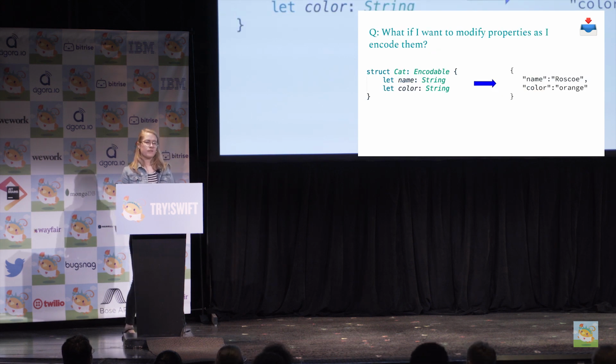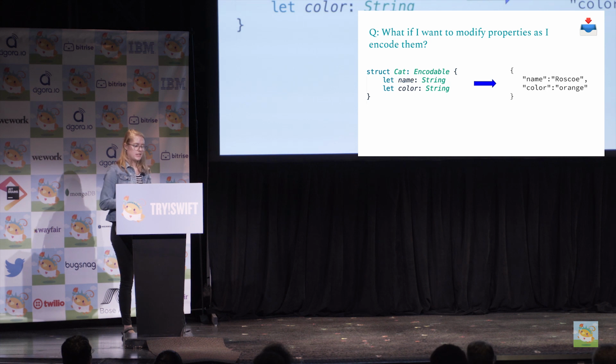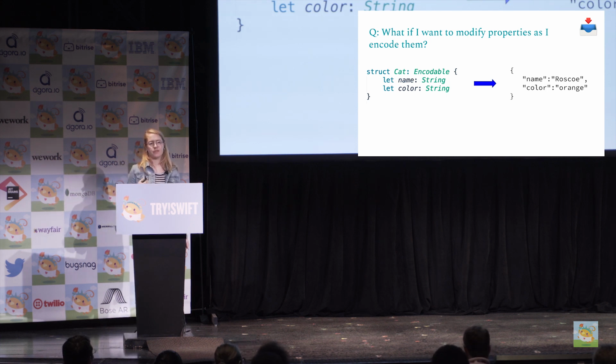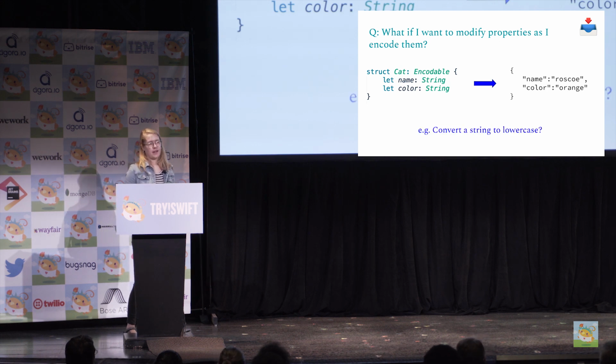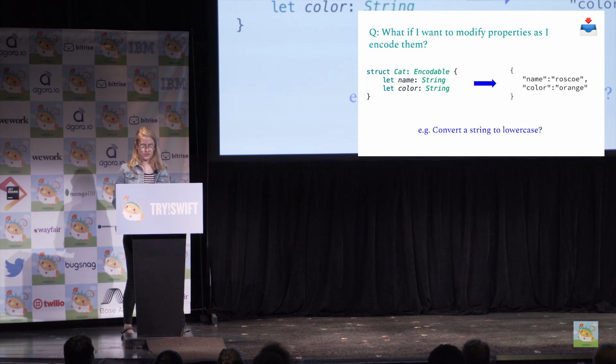OK. So we kind of talked about doing stuff with the keys now. But what if you want to modify the things that you're encoding as you encode them? So maybe I'm talking to an API that's case sensitive, right? And I have to send the cat's name in lowercase. But I'd like to keep it with the correct capitalization within my Swift application.